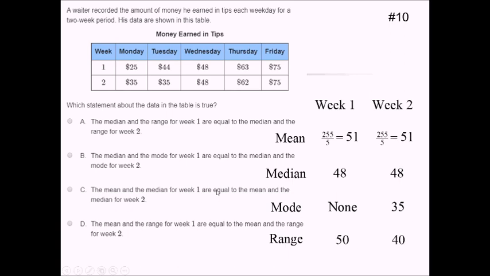And now we look at all of our answer choices. So choice A, median and range for week 1 are equal to the ones for week 2. Well, the medians are the same, the ranges are not, so it's not A. And then let's see here, choice B, median and mode are equal. Well, there is no mode at all for week 1, so that's garbage. C, mean and median are equal. That is true. And then let's just look at D, mean and range are equal. Nope, we already said the ranges are different. So the mean and median are the same, giving us answer choice C.